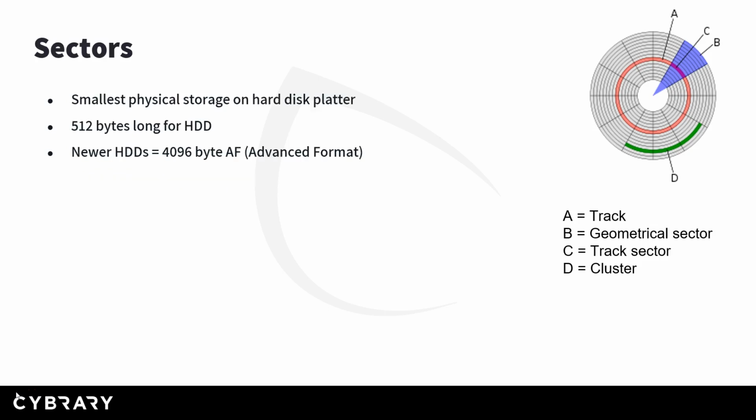Sectors are going to be the smallest physical storage on the hard disk platter. So these are 512 bytes long. Now, 512 bytes, you'll also notice that's the size of a master boot record as well. So just keep that in mind. You might see that number tested on the exam in some capacity.